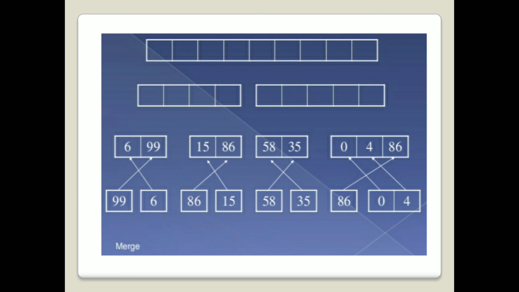Again compare 86 and 15. 15 is smaller than 86, so put 15 in the first position, followed by 86. Then compare 58 and 35 and put 35 followed by 58. Then compare 86, 0 and 4. Put 0 in first position, then 4 and then 86.